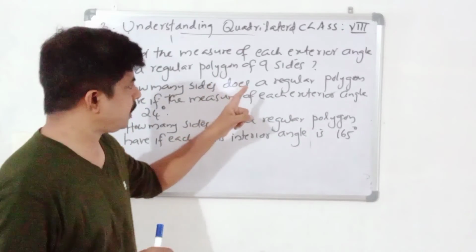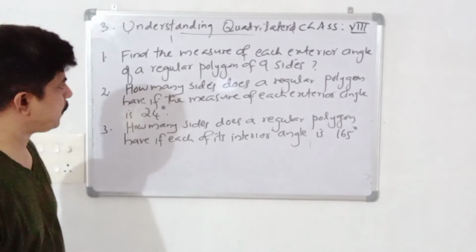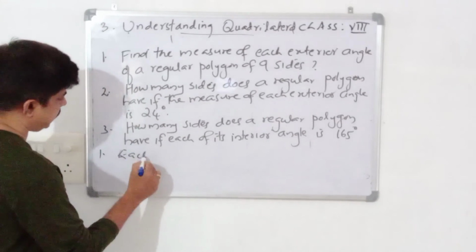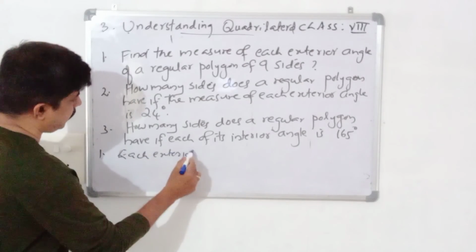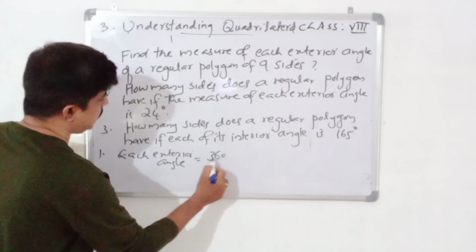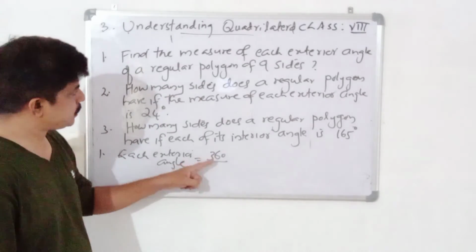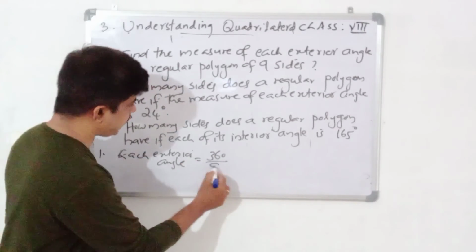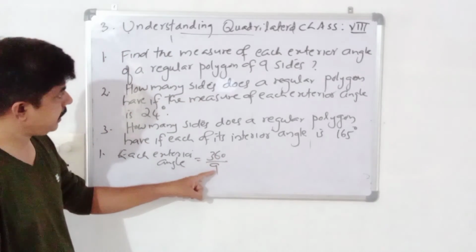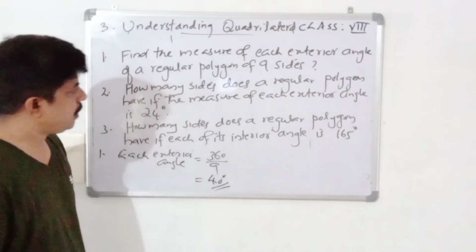Now let us see a regular polygon of 9 sides. Find the measure of each exterior angle of a regular polygon of 9 sides. To find each exterior angle, we know the sum of the exterior angles is equal to 360. There are 9 sides. Therefore, 360 by 9, that means 360 by the number of sides, and we get each exterior angle equal to 40 degrees.